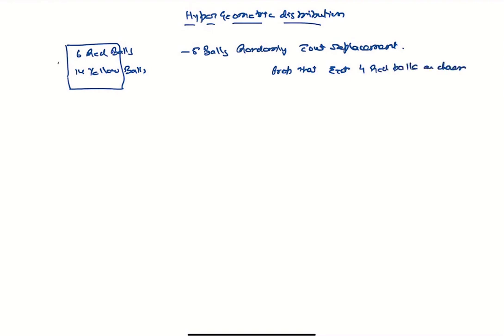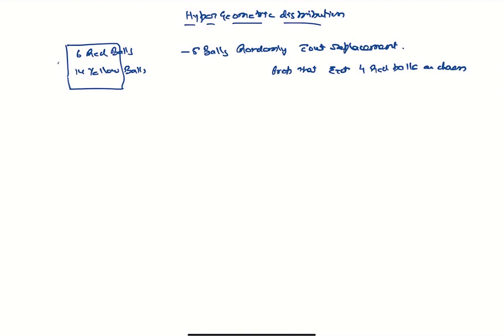So there is the question about success of each trial, and each trial has a success or failure, because when you pick up one ball, it can either be a red ball, which is a success, or a yellow ball, which would be a failure. But the probability of each trial's success depends on what happened in the prior trial. So these are not independent trials. So binomial distribution will not apply.